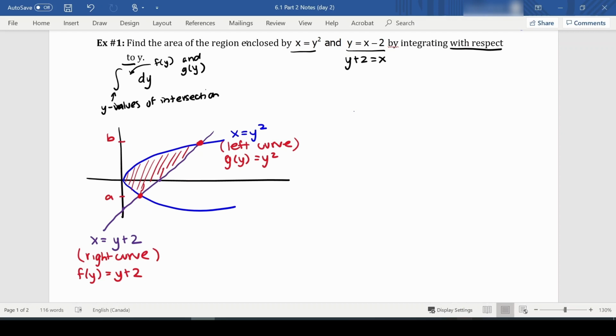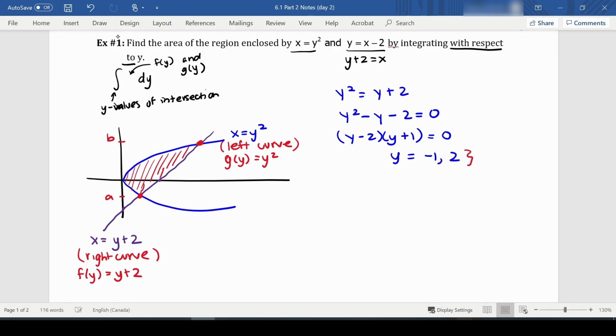So we have y squared equals y plus 2, or y squared minus y minus 2 equals 0. Factor this, and we should get y minus 2 and y plus 1 equals 0, which means y equals negative 1 or 2. These are our bounds for our integral.